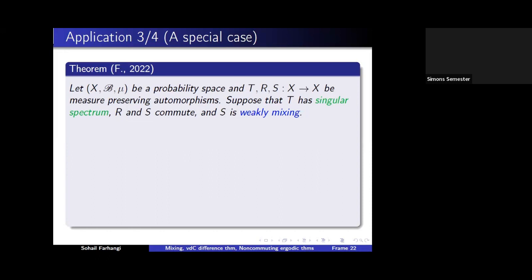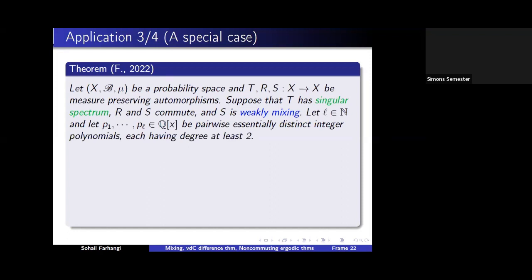So for this third example, again, I'm just stating a special case of it just to make it tangible. We take a probability space, and now I'm taking 3 transformations, T, R, and S. And I'm saying automorphism, so I'm assuming all of them are invertible, as I have been. And as always, I assume T has singular spectrum. R and S will commute with each other, but I make no assumptions about R or S commuting with T. It's only R and S with each other. And now I do have to make a rather strong assumption that S is weakly mixing, but this strong assumption is going to give me a lot in return.